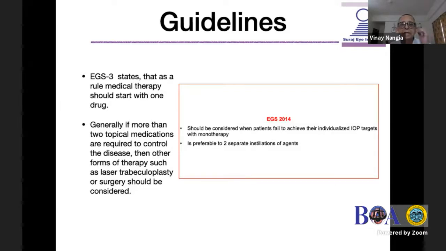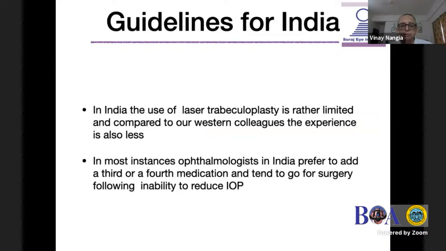So as far as the guidelines are concerned, the European Glaucoma Society guidelines stated that as a rule, medical therapy should start with one drug. And they also stated generally if more than 2 topical medications are required to control the disease, then other forms of therapy such as laser trabeculoplasty or surgery should be considered. So I think this is an important concept in what constitutes maximal medical therapy, because that's the threshold when you move into the zone of doing laser or considering surgery.